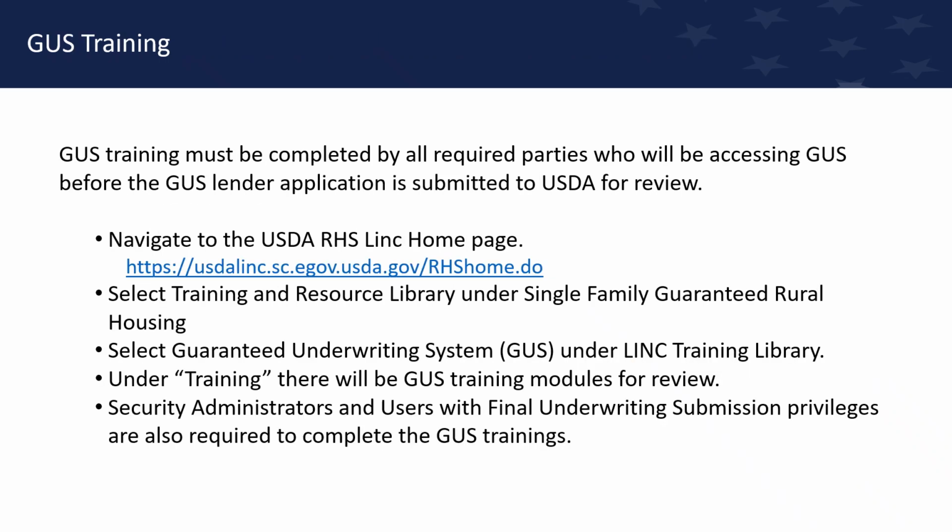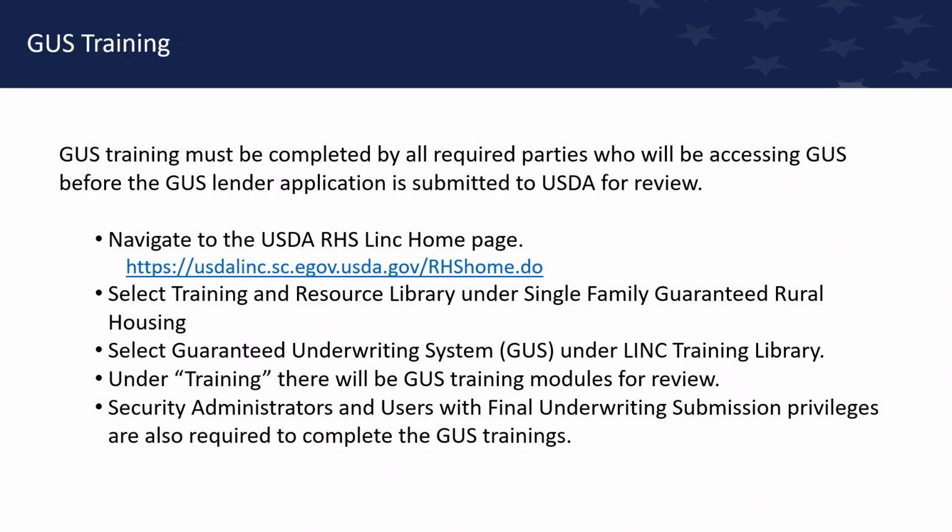GUS training must be completed by all required parties who will be accessing GUS before the GUS lender application is submitted to USDA for review. Proof of training will be in the form of a training certificate for each completed module. To access training, follow these steps. Navigate to the USDA RHS LINC homepage at https://usda-linc.sc.gov.usda.gov/RHSHOME.do. Select Training and Resource Library under Single Family Guaranteed Rural Housing.